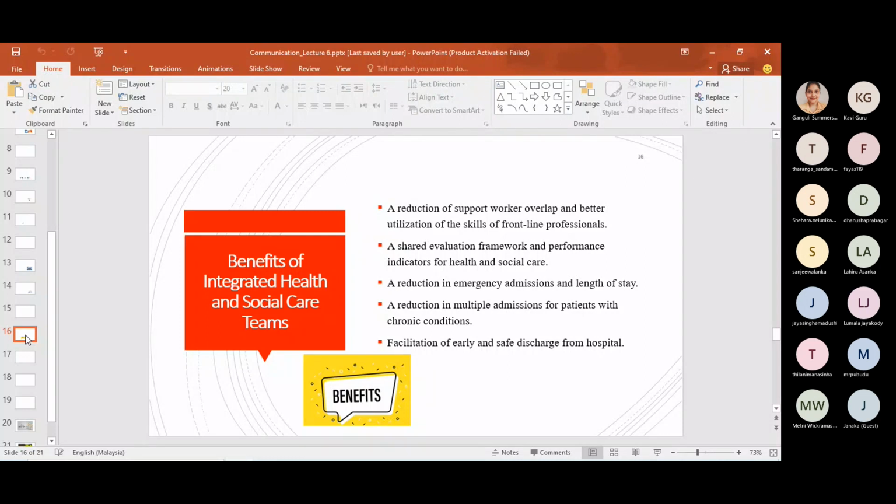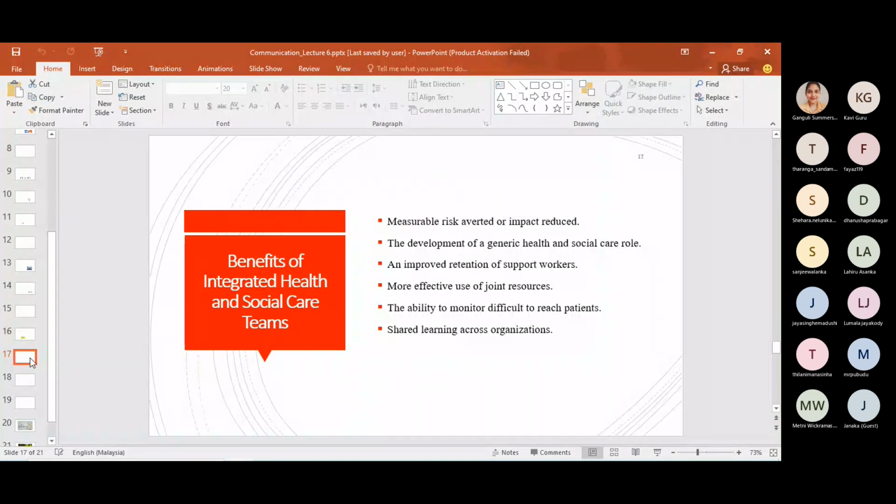Okay, so these are the kind of benefits that you will get from partnership working. When you are involved in partnership working, you can measure the risks as well. You can do risk assessments together, measure the risks, and together discuss what actions and solutions you can take to face these risks.